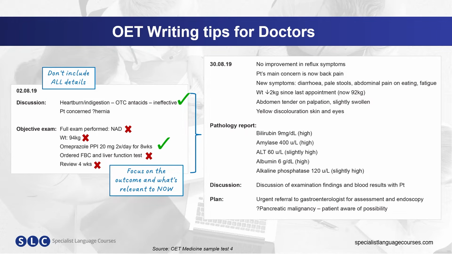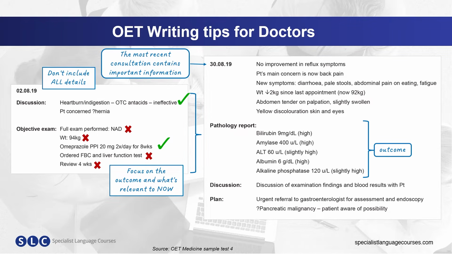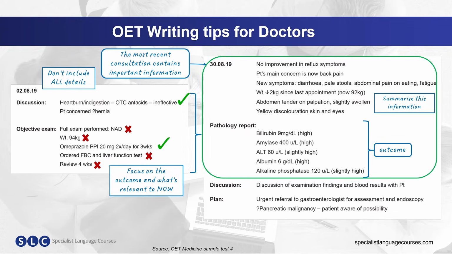And this is presented in the next consultation, where we can see the results of the pathology report, the outcome of the tests. If we look at 30th of August, this is the most recent consultation and contains important information. So this should be summarized clearly. And finally, we have the plan of action, possible diagnosis, and we need to specifically request assessment and an endoscopy. We don't need to mention the discussion though if we say the patient is aware of the possibility, so we want to avoid repetition.